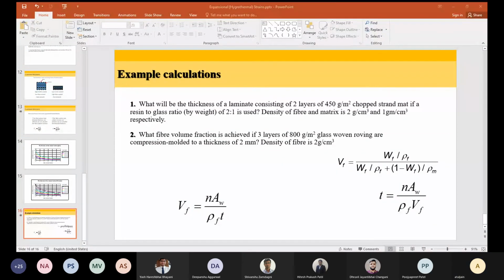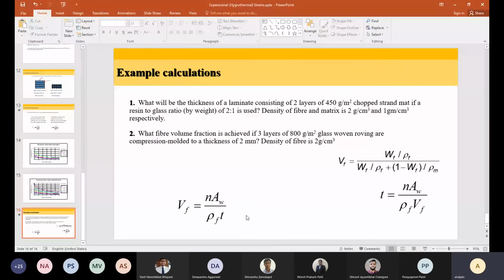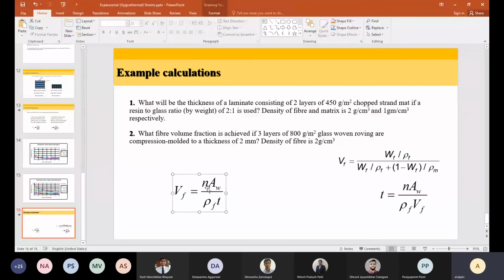Okay. And what is the answer of the second question? This is straightforward. N is 3, AW is 800, thickness is 2 millimeters, be careful. Rho F is 2 gram per centimeter cube. Put everything in the same units. What is the fiber volume fraction? I think 0.6 is correct. Typically, that is the answer we can expect.